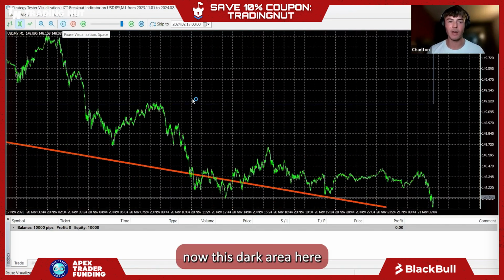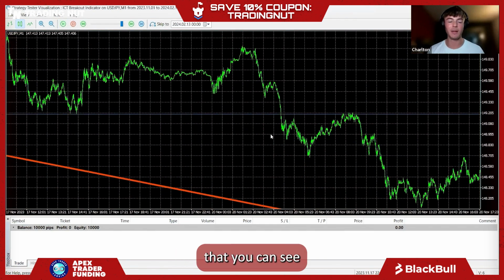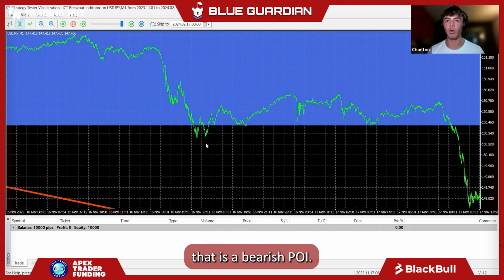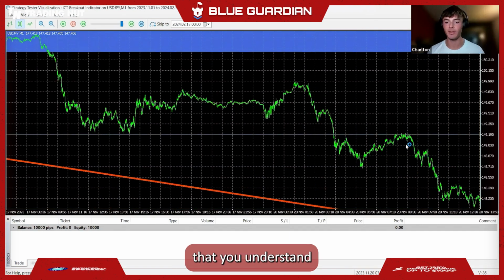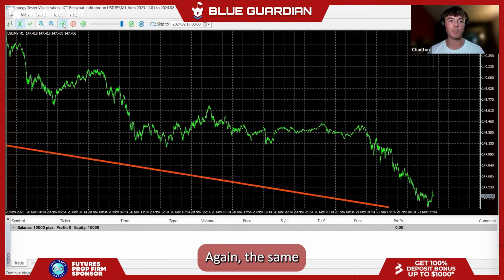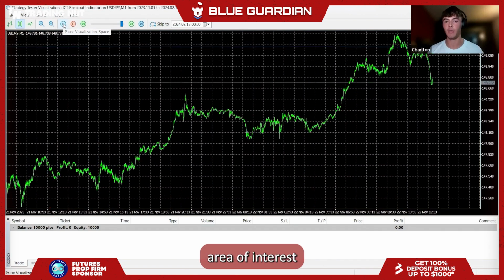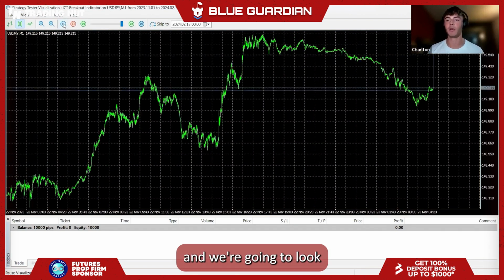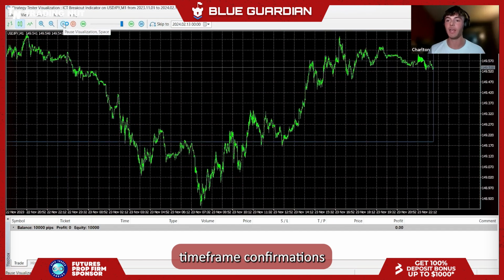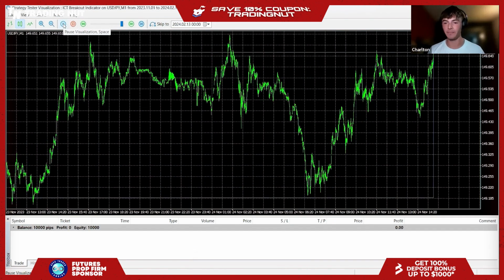And now this dark area here in dark blue that you can see, that is a bearish POI. So I just want to ensure that you understand the difference. Again, the same principles apply. We're going to wait for price to trade back into that area of interest, and we're going to look for lower time frame confirmations if they arise at all.